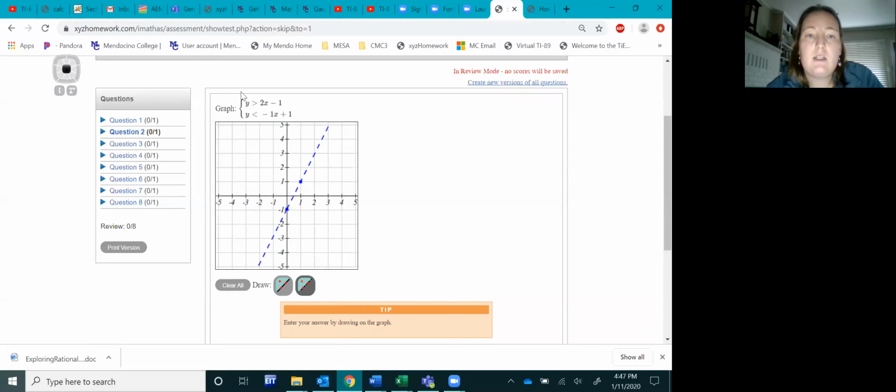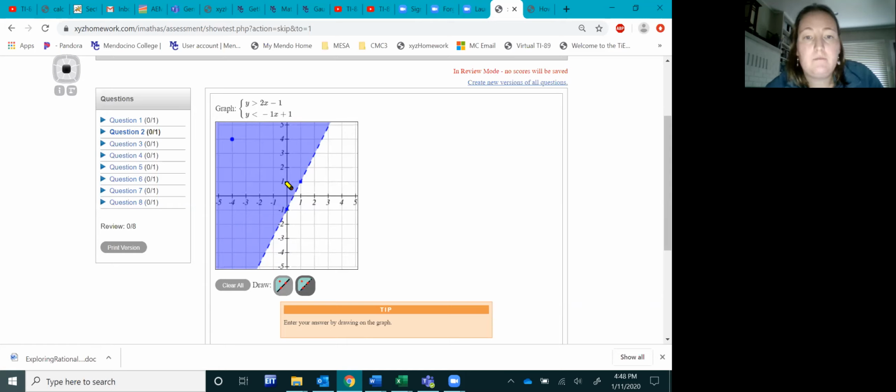So testing 0, 0: is 0 greater than 0 minus 1? Is 0 greater than -1? Yes. So I do want this side shaded. And I can click down my test point or any point on that side. And then this one also is going to be a dashed because it's not equal to.